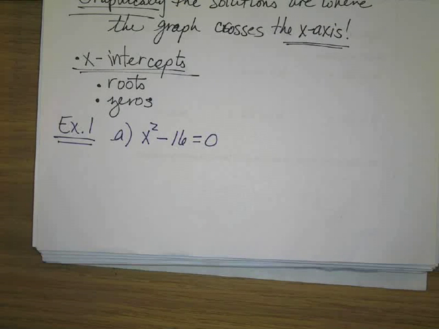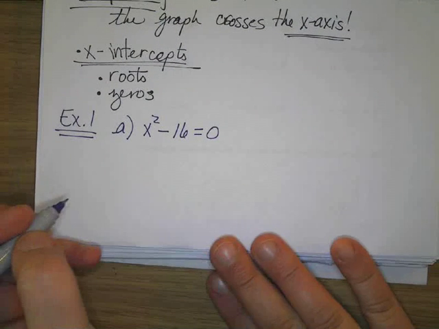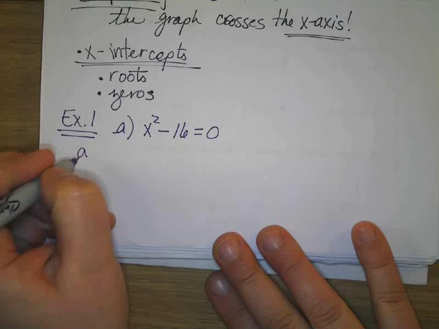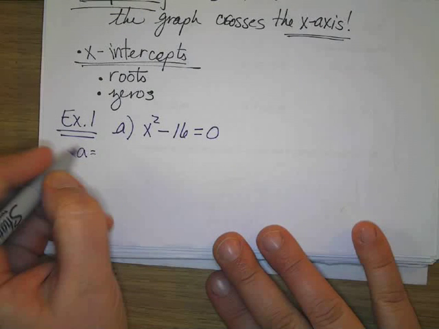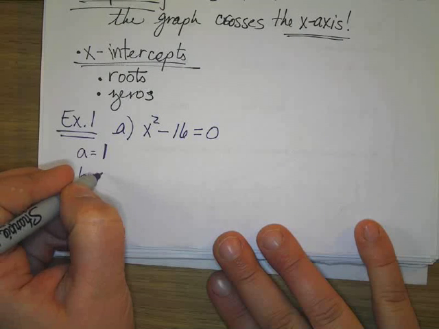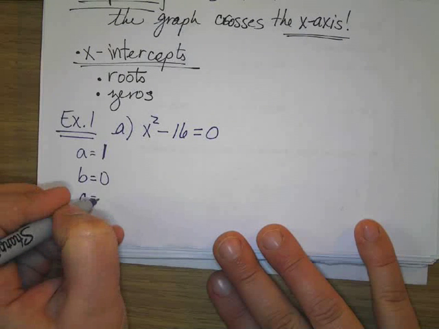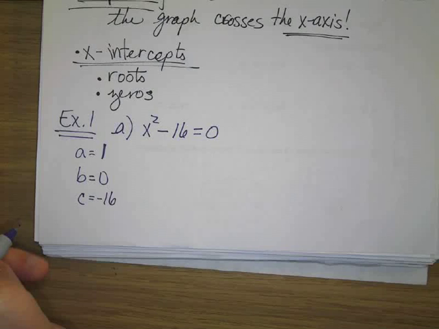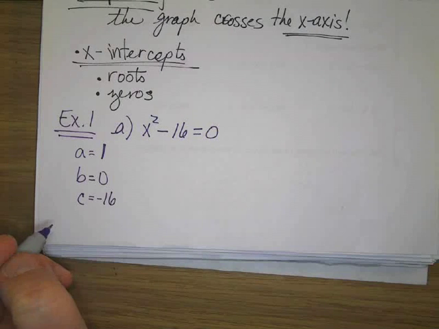So let's graph. What's the first thing we do? A, B, C. This is like yesterday. So we have A is 1. There is no x term, so what's B? 0. And C is negative 16. So when there's no x term, our B is 0.